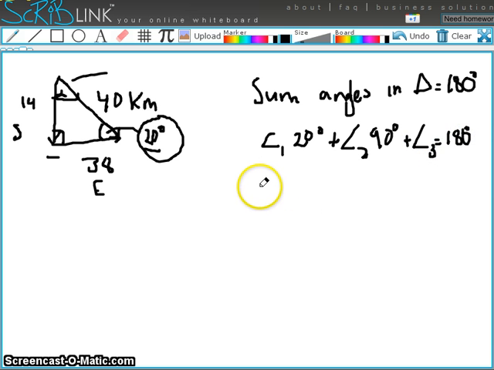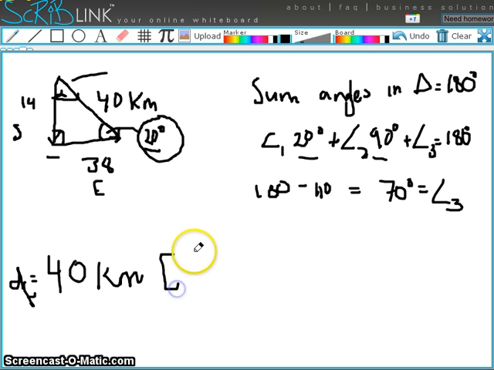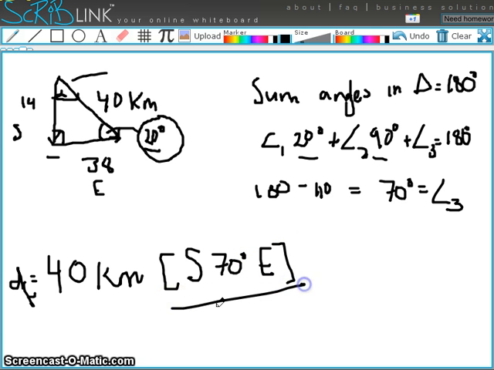So really easily, 180 minus 110, because that's 90 plus 20 is 110. So that would give you 70 degrees, which is your angle 3. So that's your final angle right there. Your final answer would be 40 kilometers. So that's your DF, 40 kilometers. It's going in the south direction at 70 degrees, and it's going east as well. So this is the right answer.